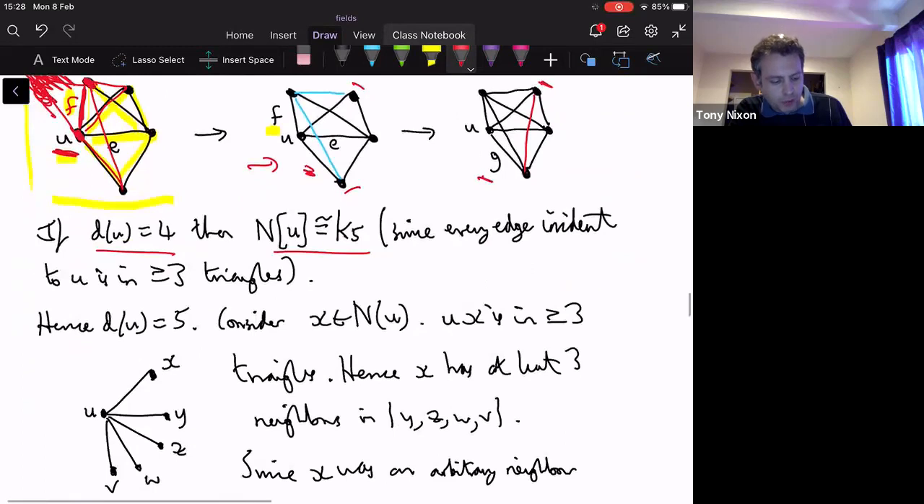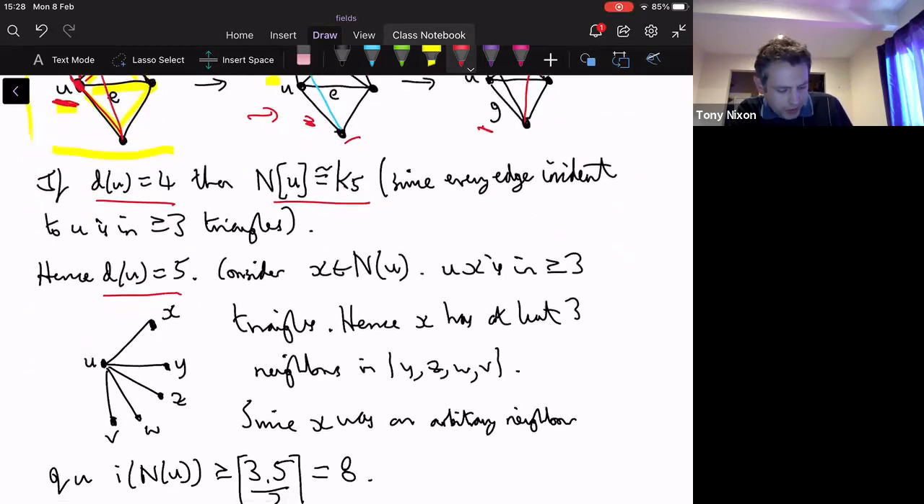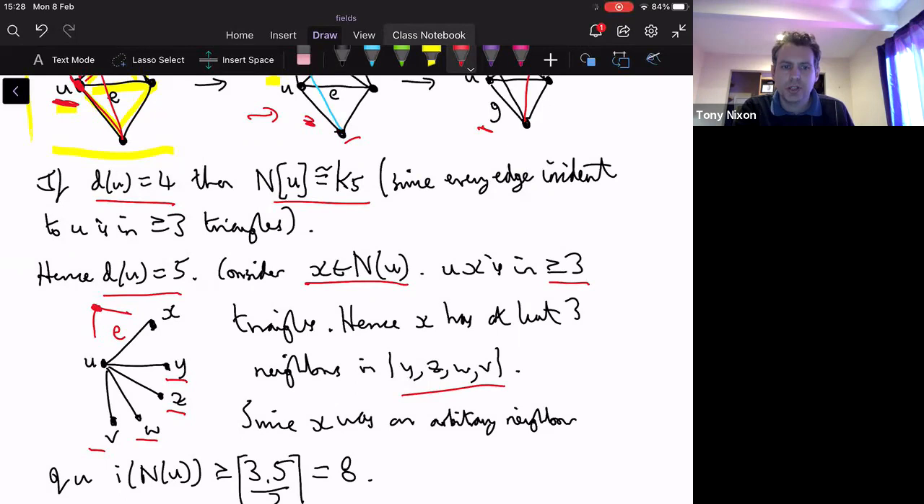Hence, we can assume that our minimum degree vertex has degree 5. So it's got 5 neighbors, X, Y, Z, W, V, say. Pick one of them arbitrarily. We know the edge between them, this edge UX, is in at least 3 triangles. For the same reason as what we just talked about with Alex, it can't be that there's a triangle like this. So the triangles must include 3 of the vertices Y, Z, W, V.